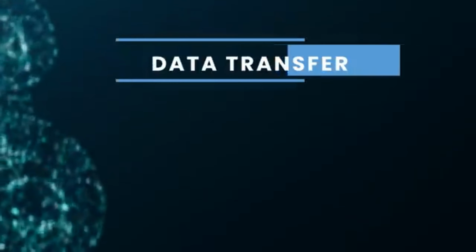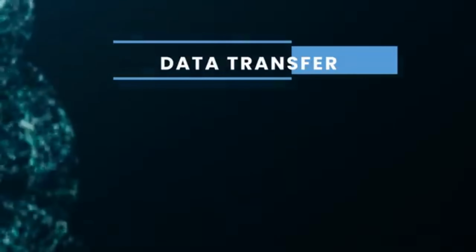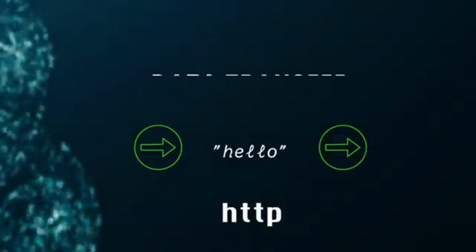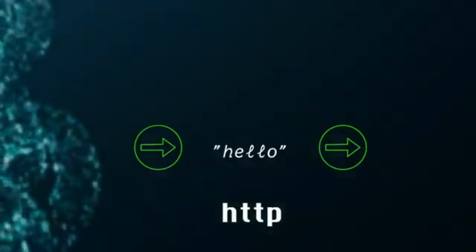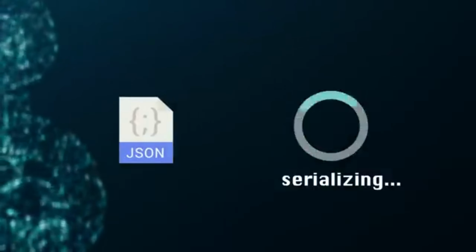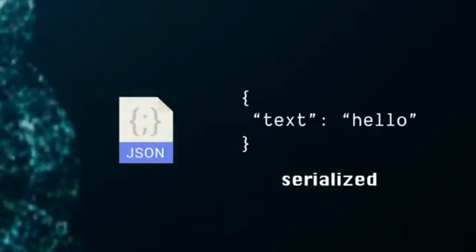Now, how's data transferred? Well, that's done most commonly by sending strings back and forth through a protocol known as HTTP. Ideally, these strings can be read by any programming language. Two common formats are JSON and XML, and we convert data to a JSON string through a process called serialization.